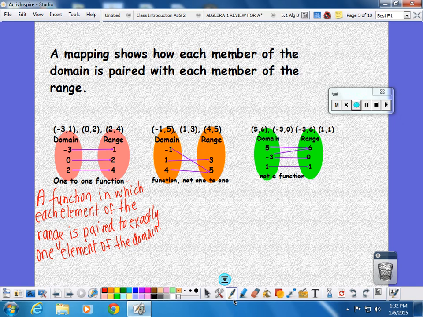A relation. So this is just a relation. It's not a function at all. I've got pairings, I've got ordered pairs, but they're not one-to-one either way. So it's not a function at all.